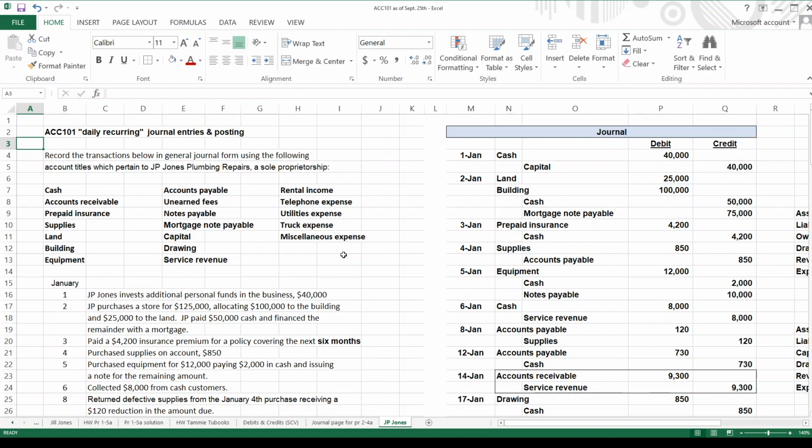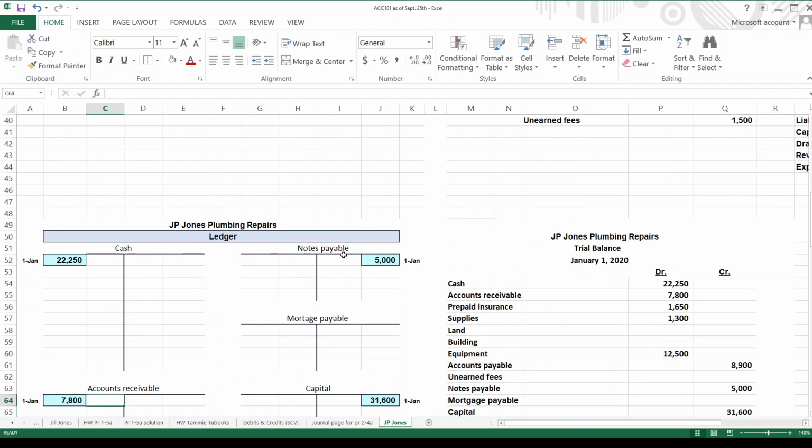All right, let's look at a few of these transactions. Do we know which account to go to here? I hope so. It says cash and we got more of it. So I want to go to my cash account and I want to drop that in on the debit side. That's 40,000, right?